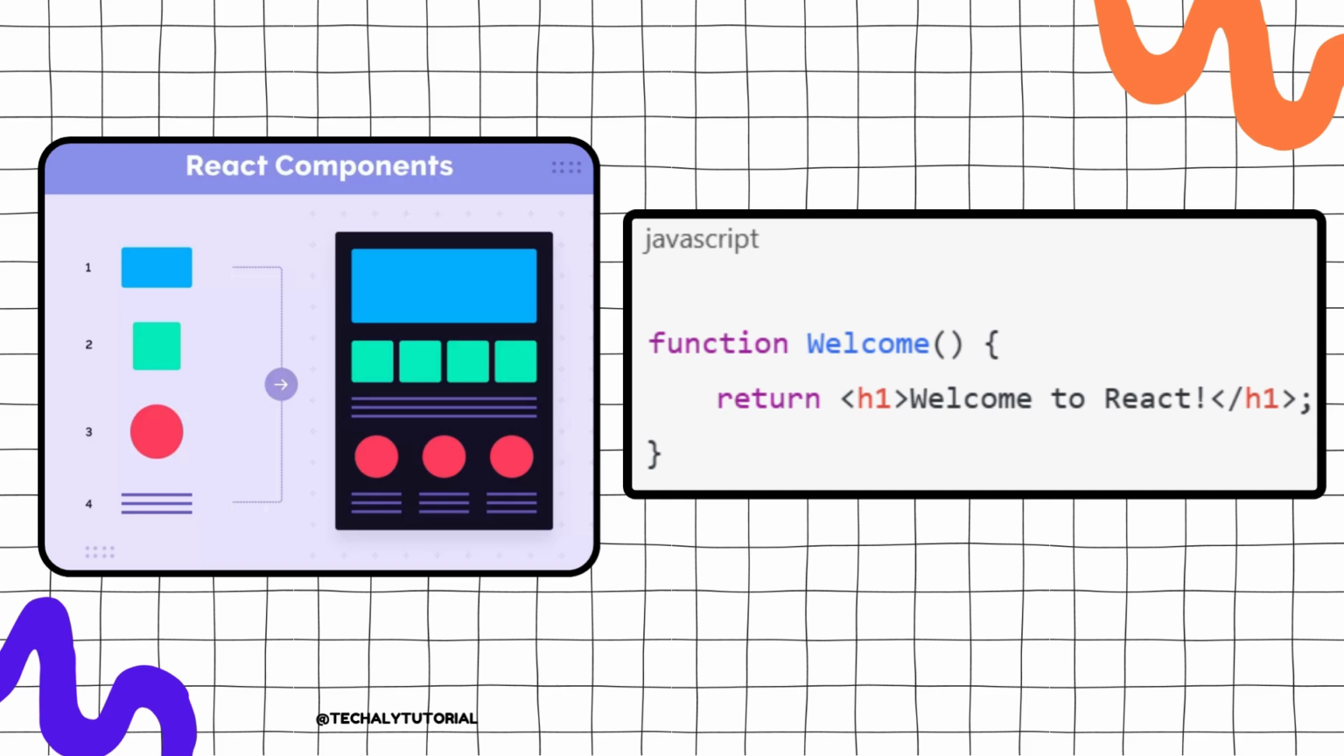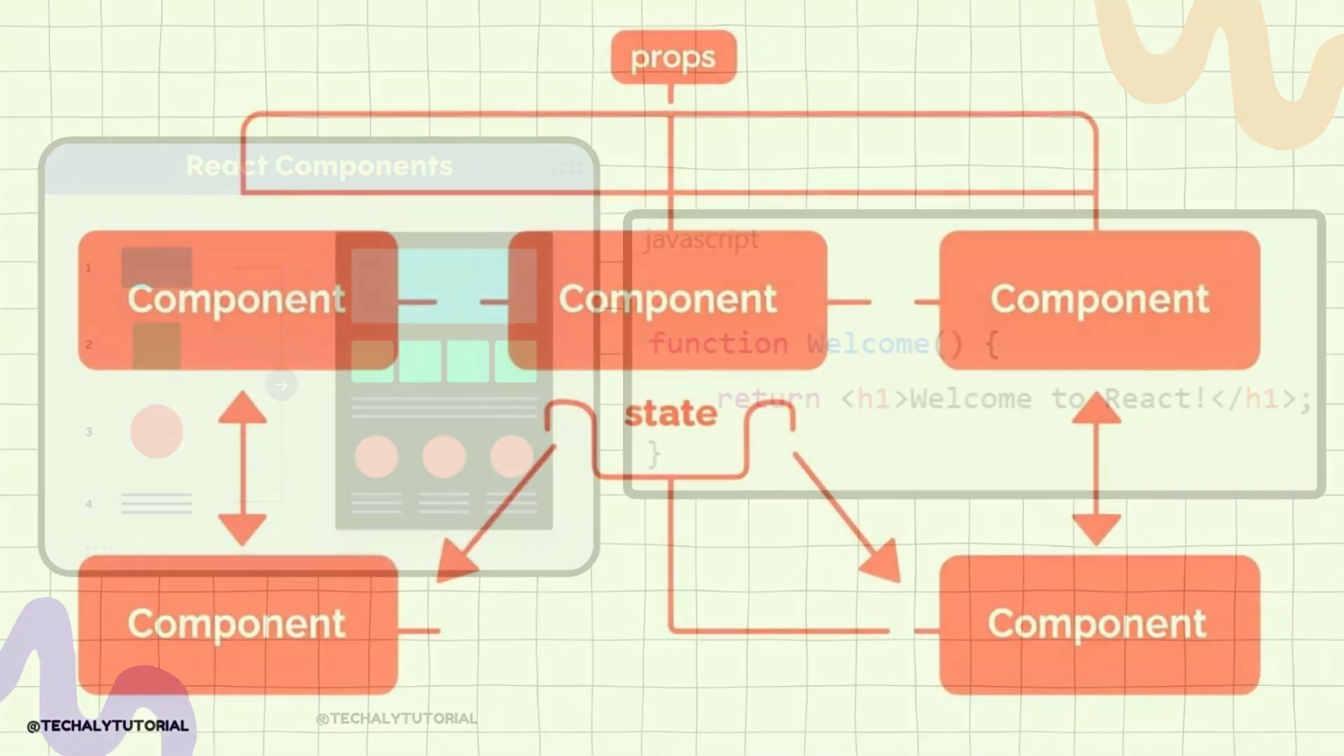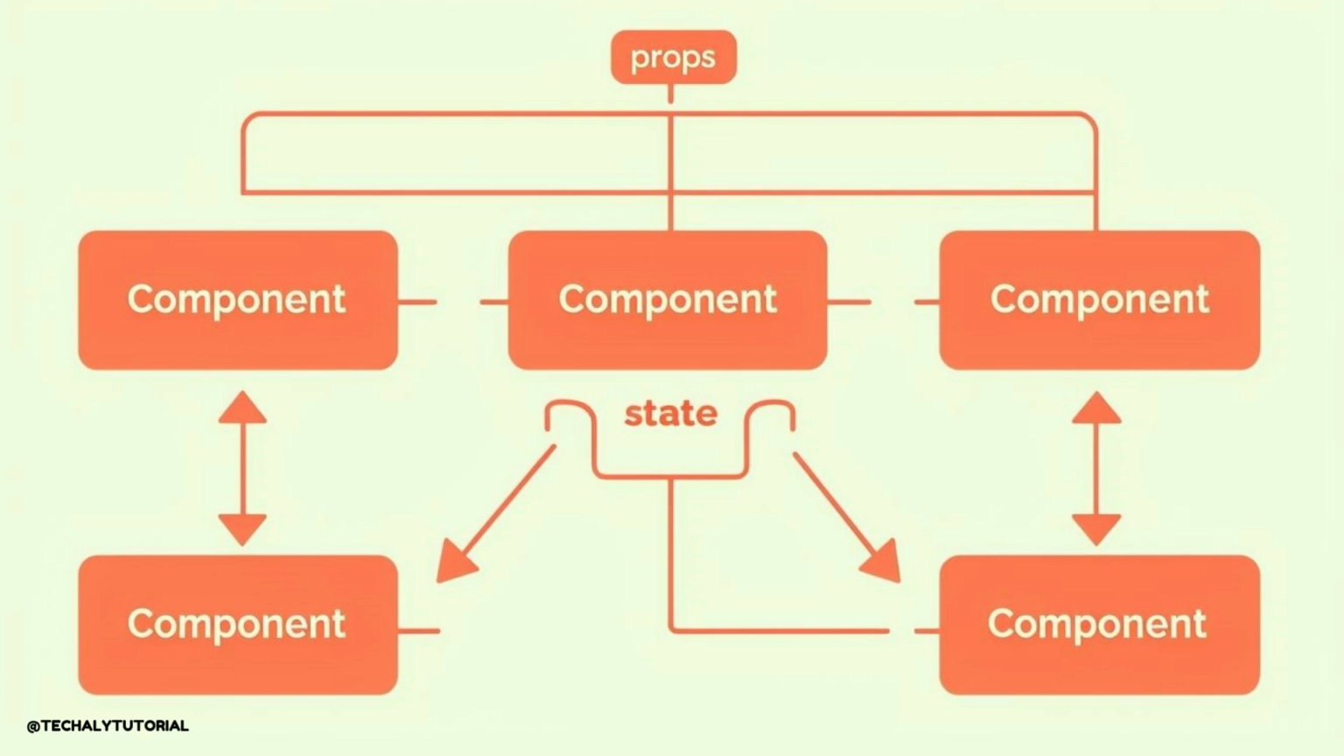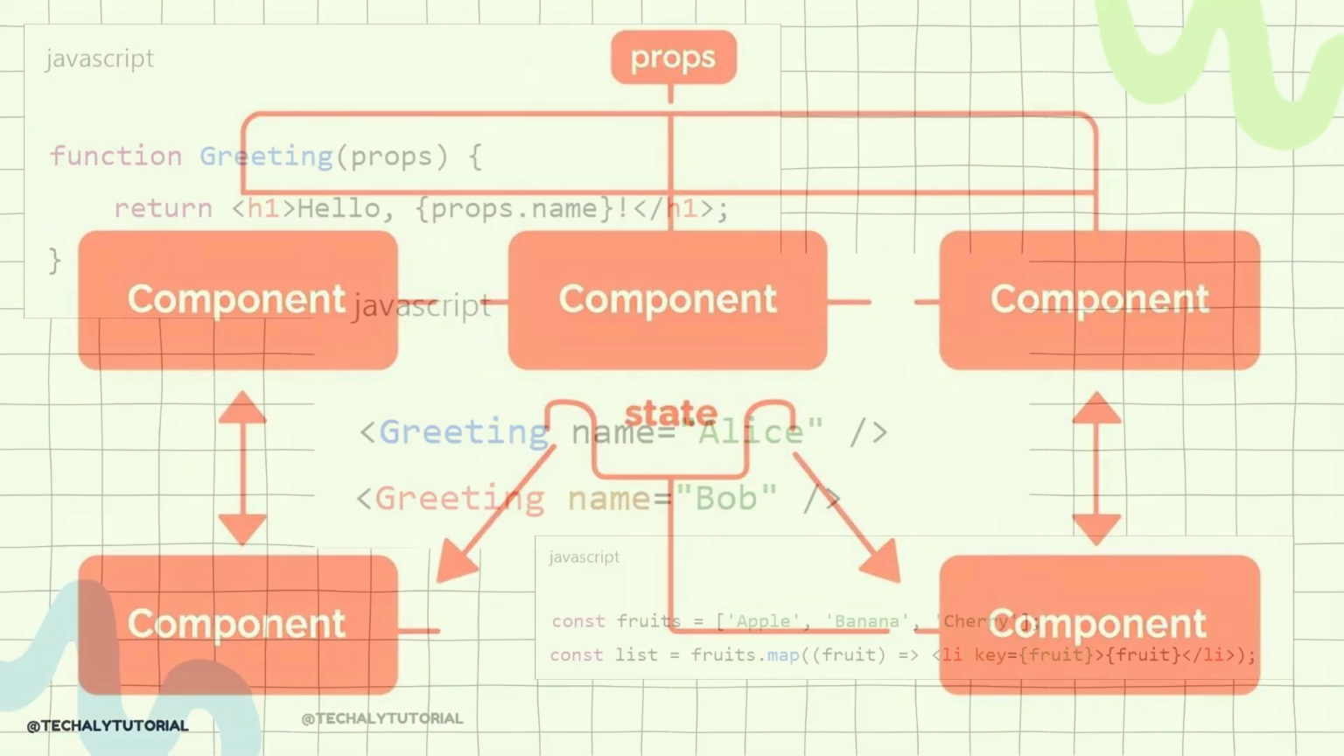Next, we need to understand props, like properties. What are props? Props are like custom details that you give to a component, helping them change based on what you want. Imagine you want to greet different people. So when using it, you can set the name to whatever you like.